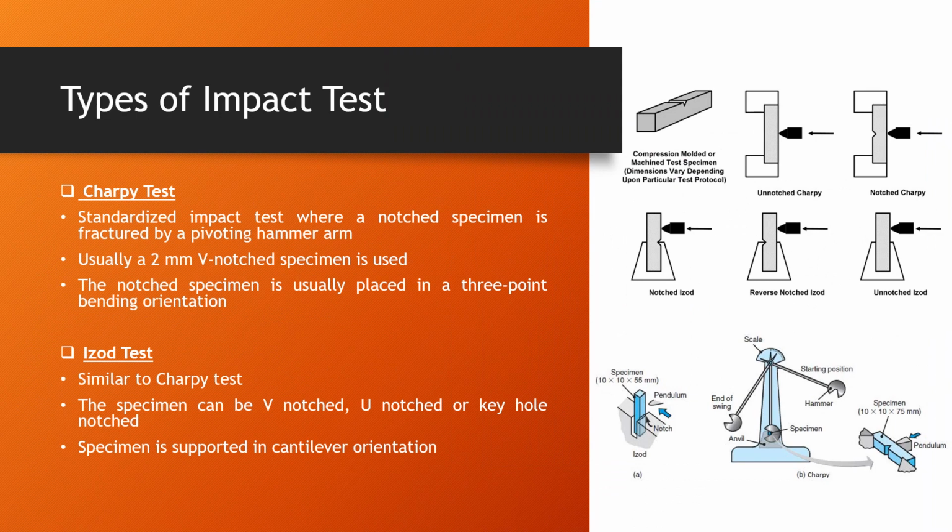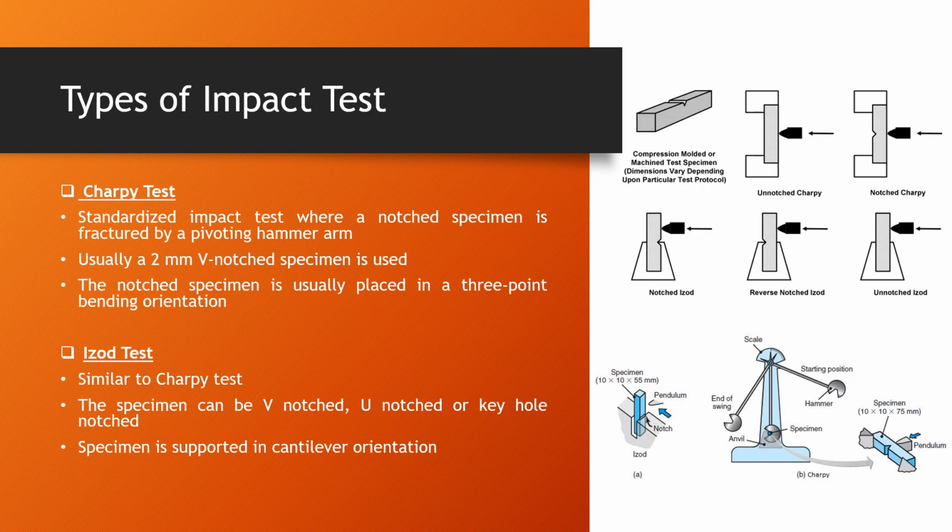Let's talk about types of impact test. There are several types of impact tests, but we're going to be talking about the two most common types, the Charpy test and the Izod test. They're both similar types of test where you use a notched specimen, usually a V-notch specimen, and how you do the experiment is you have a pivoting hammer arm which hits your notched specimen and fractures it in a single go. The only difference between the tests is how the specimens are supported.